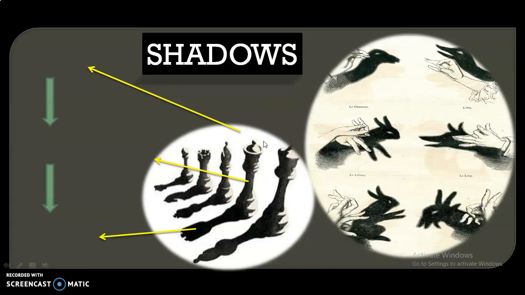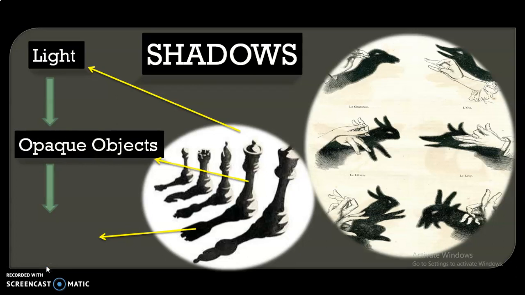In case of this chessboard, source of light is somewhere in the opposite direction to that of the shadows. Similarly, in case of this palm movements, the source of light is somewhere on the bright side of this fingers and palm. So we find that there is a source of light somewhere, maybe near or far. Then the object has to be opaque, means those objects which cannot pass light through them, and then only shadows are formed.